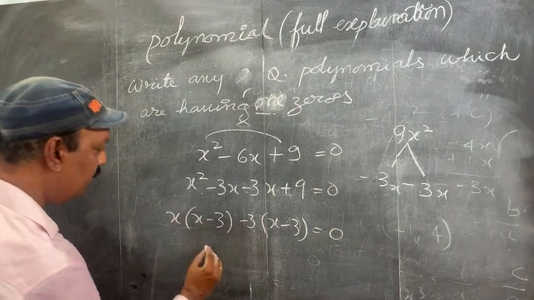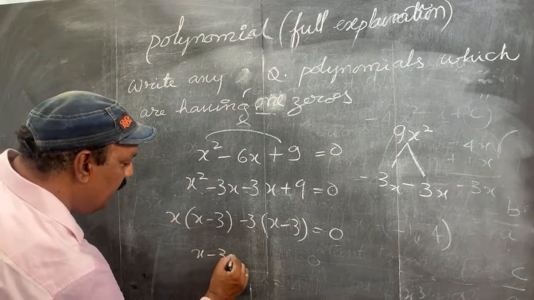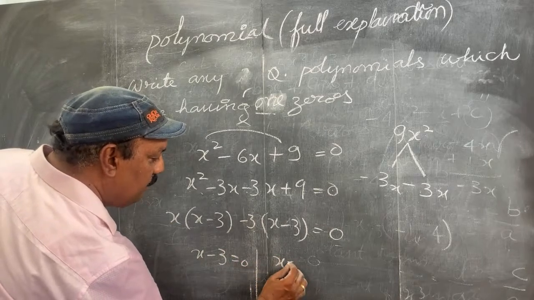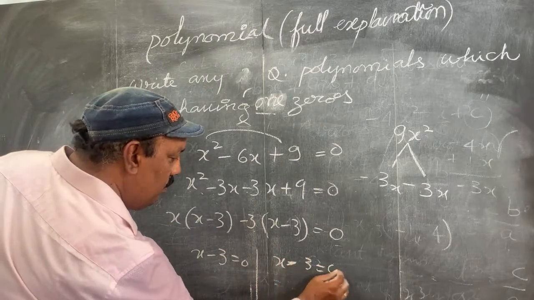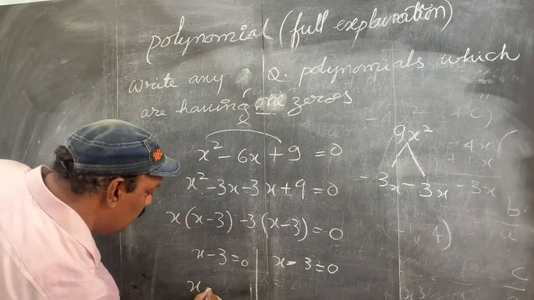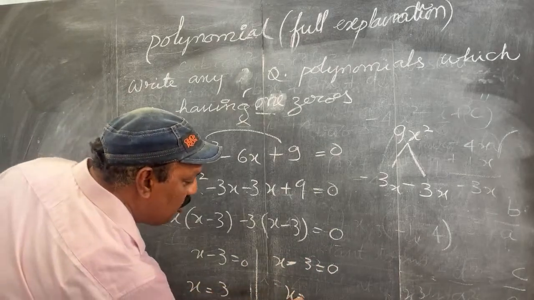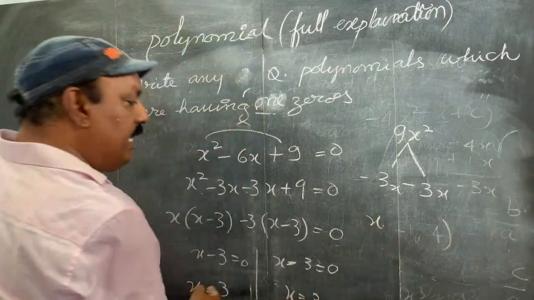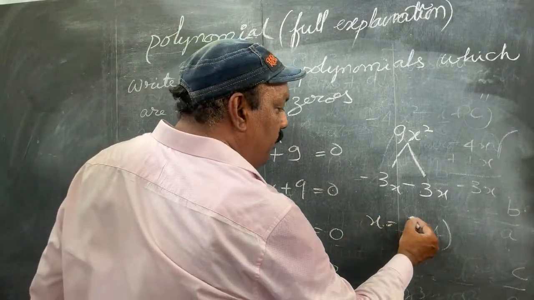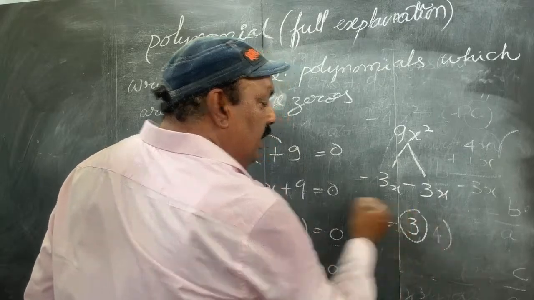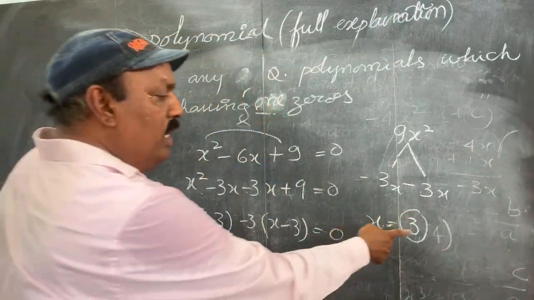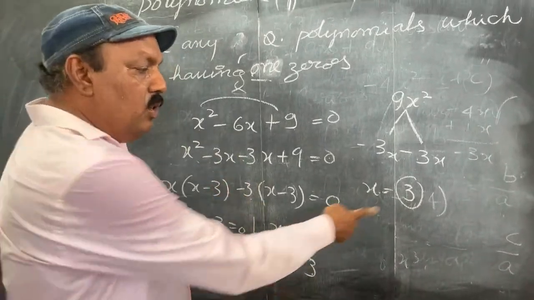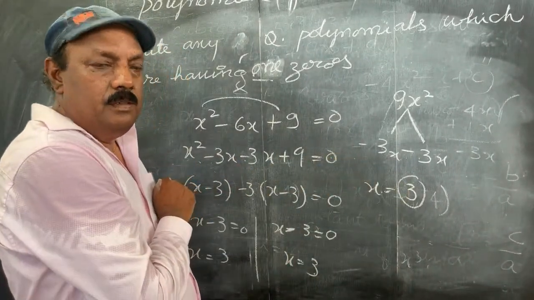Now outside ones we have to take one factor, x minus 3 is equal to 0. Inside one we have to take one factor, x minus 3 is equal to 0. Now x is equal to 3 here, x is equal to 3 here. That means on both sides x has only one type of zero, that is 3. See, only one zero we got. Here if they were different, we would get two zeros. So only a single zero I got here.